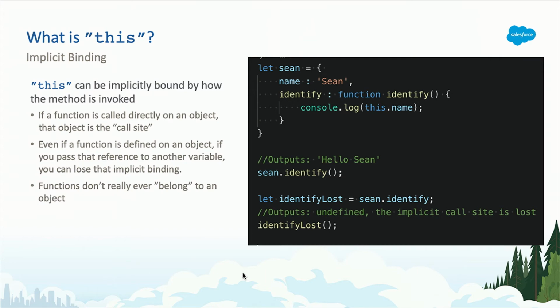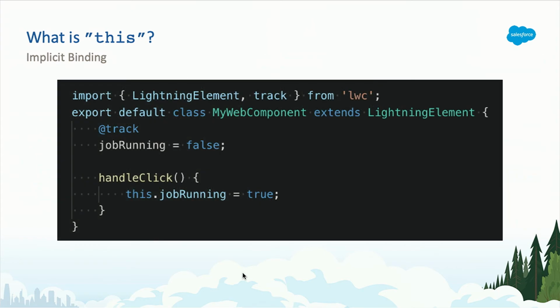Let's take the Sean.identify function, and I'm going to assign it to identifyLoss as a variable. Remember, functions are first class, so you can reassign functions all you want. When I call identifyLoss, it outputs undefined because the implicit call site has been lost. It doesn't know what this keyword refers to anymore. You probably won't see this very often, but it's one of those important things to know how this works. You're going to see this a lot in LWC as well.